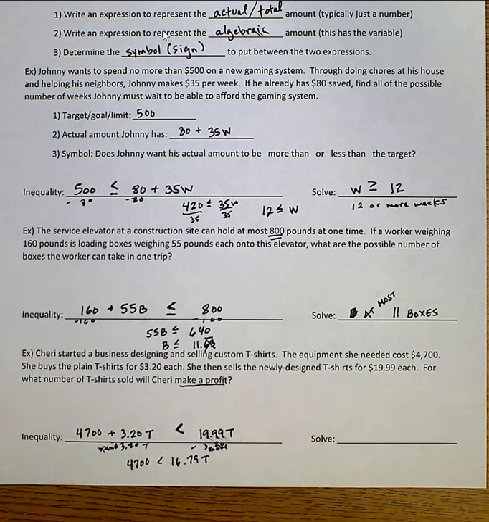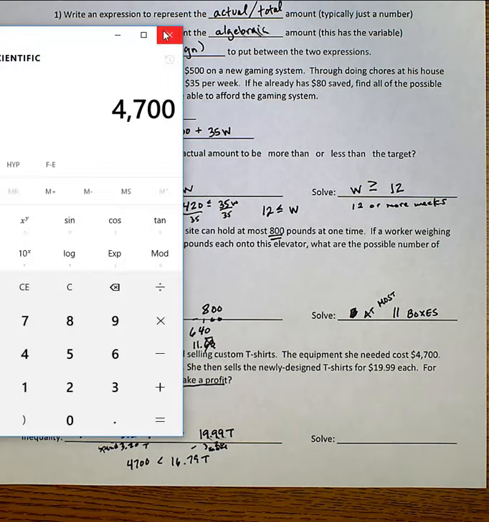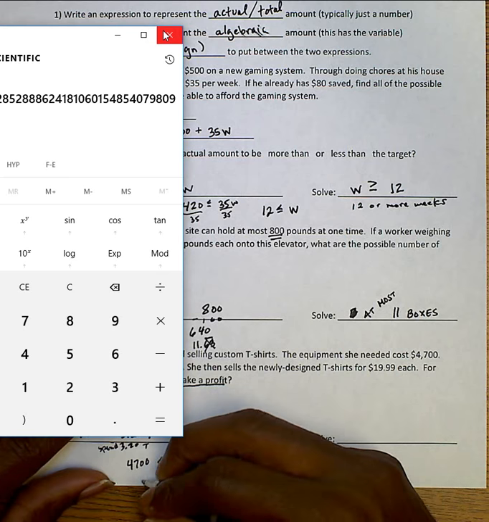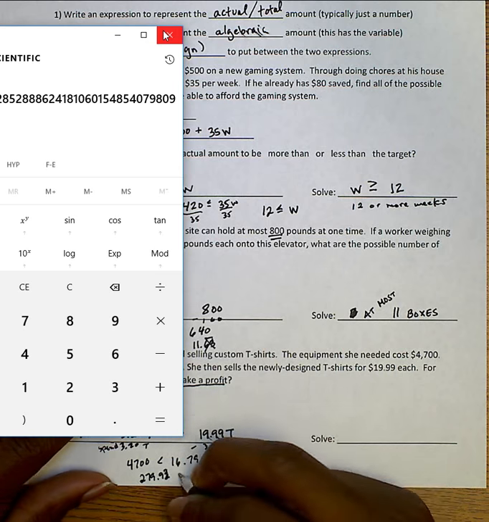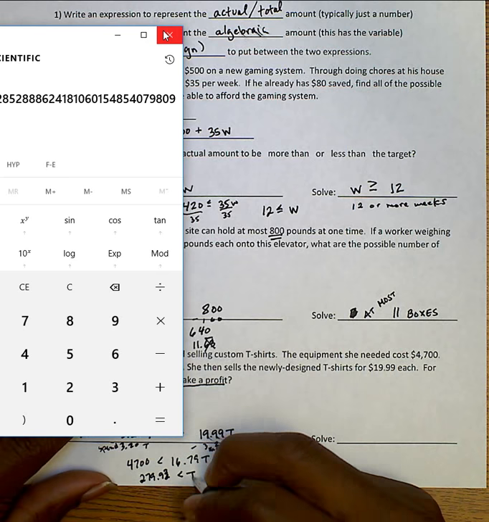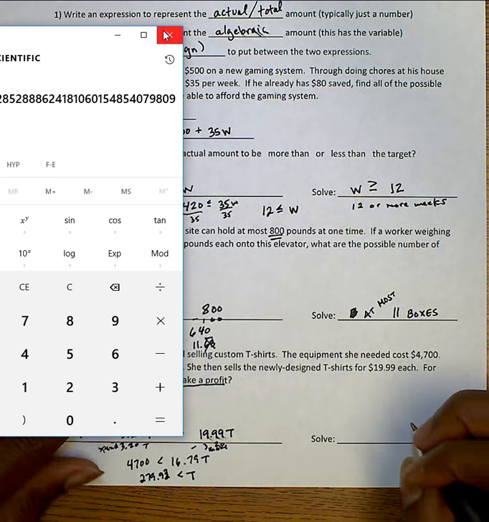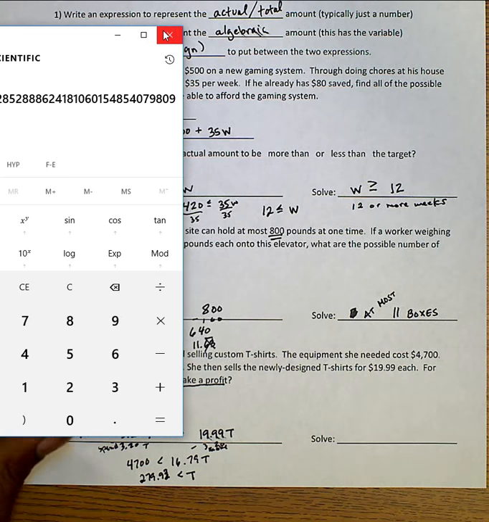Okay, definitely need a calculator for that one. Divided by 16.79. Okay, and that gives us 279.92. I should say 3 if I'm going to stop there. Less than t. Okay. So, she needs to sell 279.93 t-shirts. Well, how many t-shirts does she need to sell to make money?